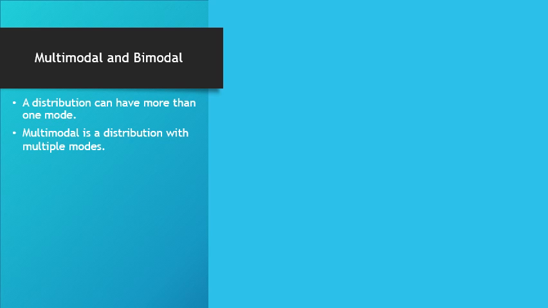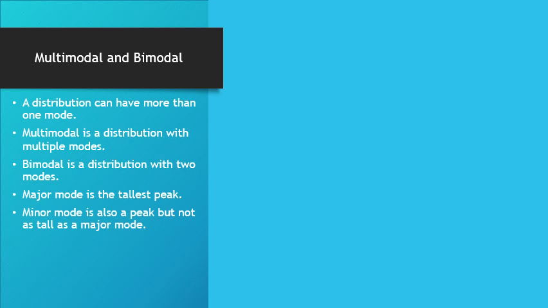Let's talk about multimodal and bimodal. A distribution can have more than one mode. Multimodal would be a distribution with multiple modes. Bimodal would be a distribution with 2 modes. And you can think of these modes as peaks when you're talking about a histogram type graph. A major mode would be the tallest peak. You could also have some minor modes, which would be tall but not as tall as the major one.